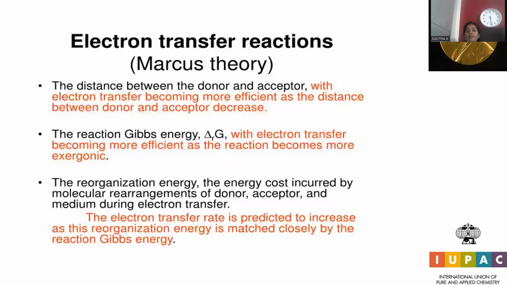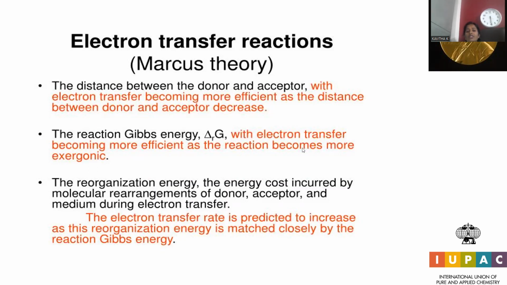Here is a brief demonstration regarding the Marcus theory, where electron transfer reactions are carried out. As the distance between the donor and acceptor becomes optimal, electron transfer becomes more efficient. The optimum distance is required so that electron transfer is easier to carry out between the donor and acceptor.